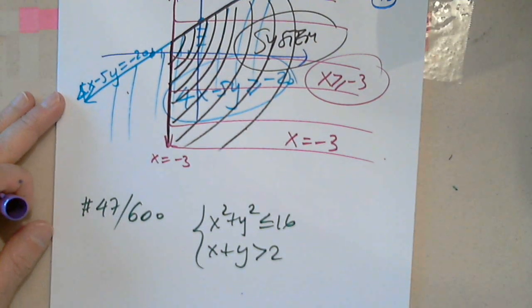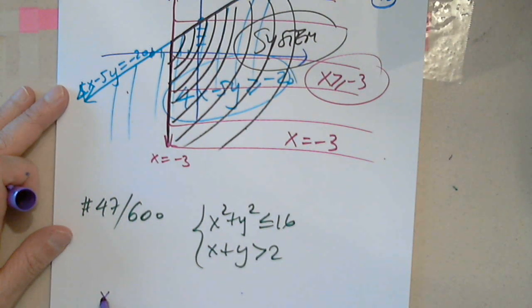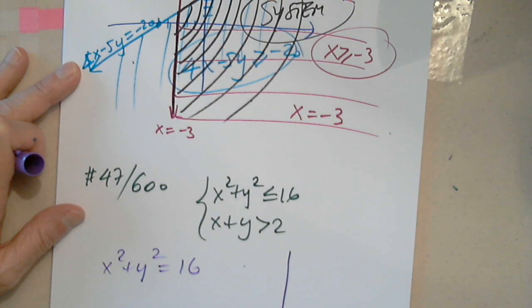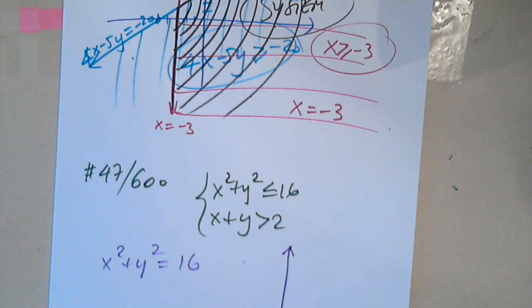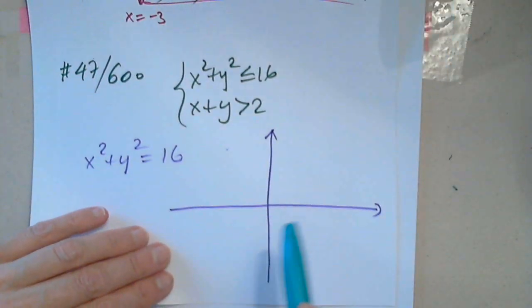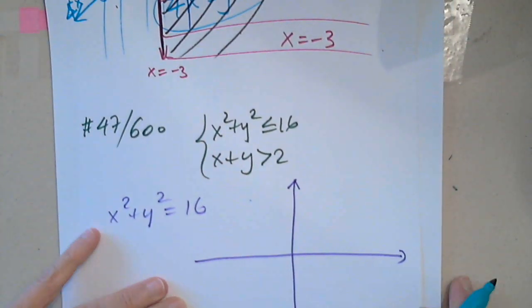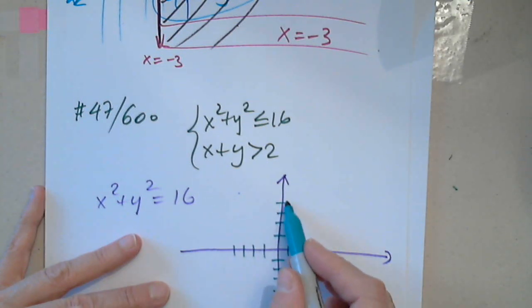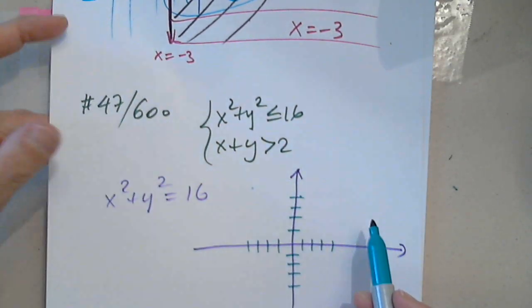Okay, so I know how to proceed. I have x squared plus y squared equals 16. I know what that is. What does it represent? How do I graph it? A circle. Yes. With a center of 0, 0, and a radius of 4. Perfect. So 1, 2, 3, 4 in each direction. And it's a solid curve.